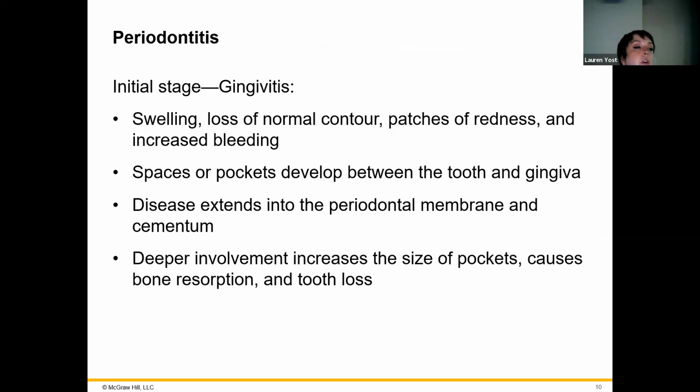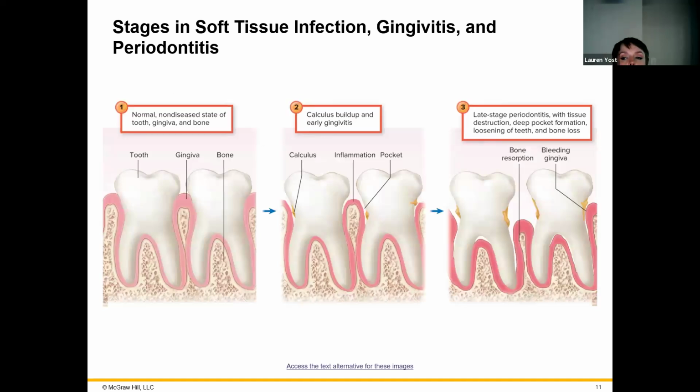So now we're going to talk about periodontitis, which is actual, true, observable, diagnosable dental disease. Gingivitis is the first step of that. This is swelling, loss of normal contour, patches of redness, and increased bleeding of the gums, the gingiva. Spaces or pockets will develop between the tooth and the gingiva, and then the bacteria can move deeper and deeper. The pockets form because the gum tissue is trying to get away from the bacteria; it swells up and recedes. This can lead to recession of bone and likelihood of losing the tooth at that point, because the bone and the gum tissue is what's holding your tooth in place. This is what leads to tooth loss.